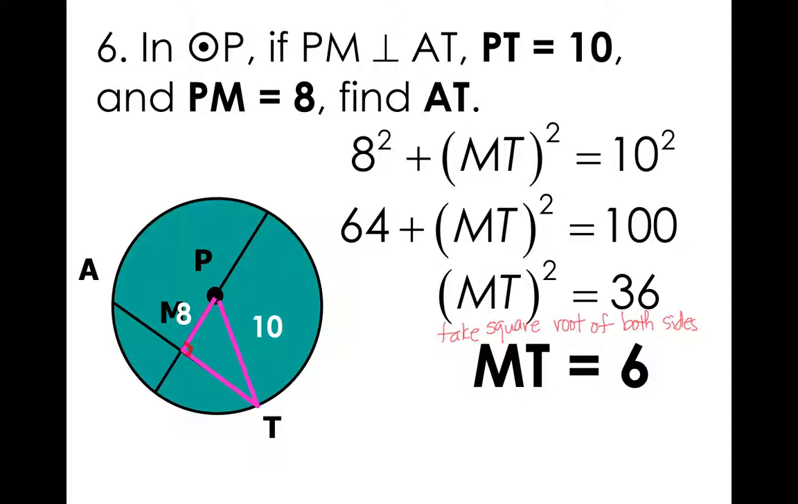But let's make sure we understand something. We said that if a diameter makes a perpendicular with a chord, it also bisects the chord. So therefore, we just found this part right here to be 6. Well, if this diameter bisected that chord, that means that if this is 6, that's 6. And so together, we end up getting AT to be 12. Let's look at number 7.